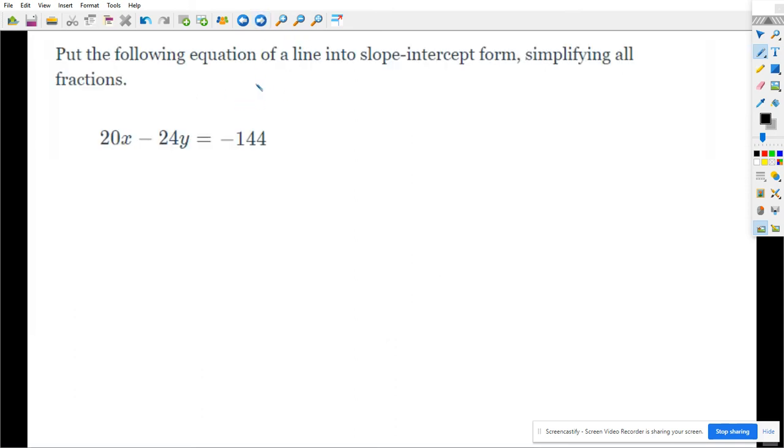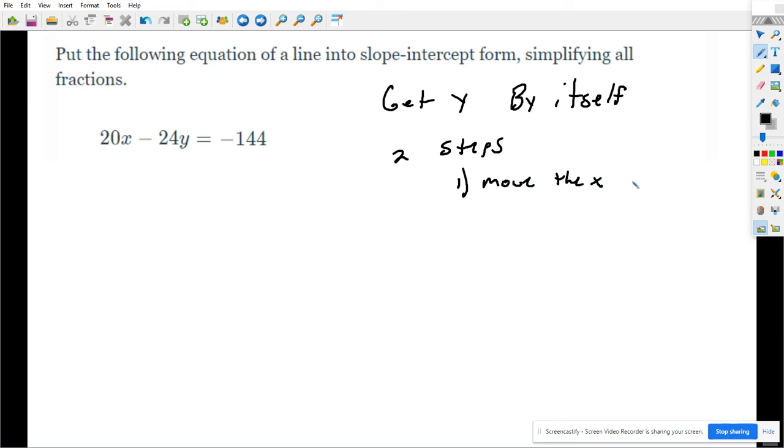And then the last thing that's on this homework is to put the following into slope-intercept form. So you're going to be given a problem that is in standard form, and I'm going to ask you to put it into slope-intercept form. So I'm trying to get y by itself, okay? Usually there's two steps. I need to move the x term to the other side. And when I do that, it's usually addition or subtraction.